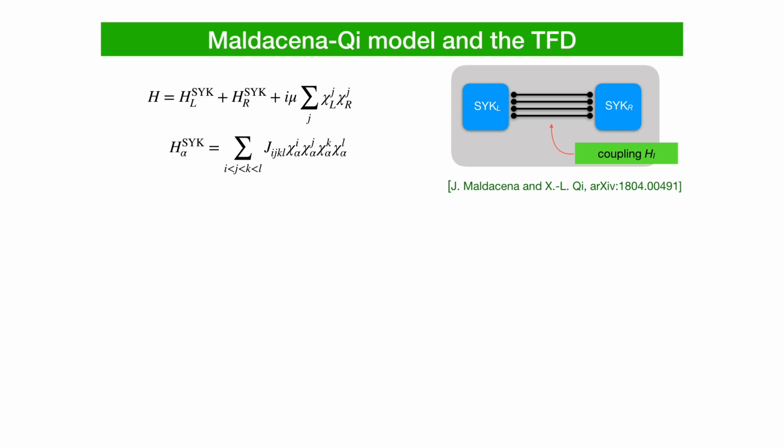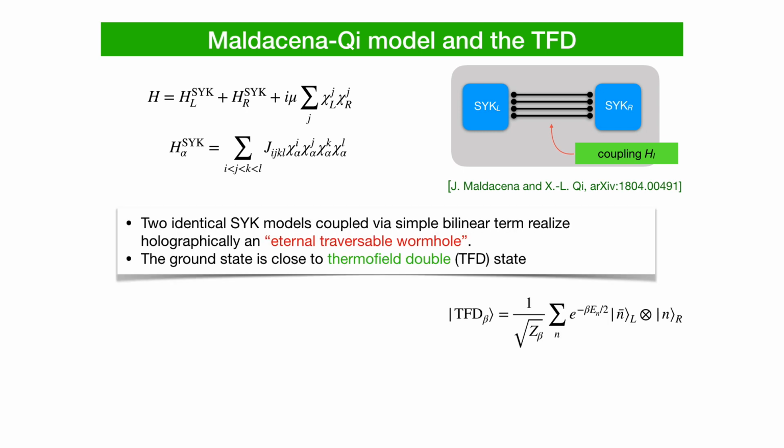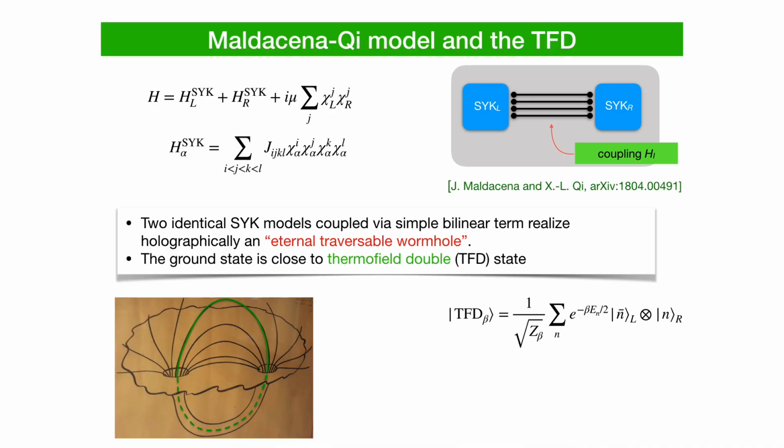Basically, all these proposed systems that I discussed that should realize SYK, if you double them and couple them, then they should realize a wormhole, at least on paper. So just a quick reminder of what Juan said in the morning. Two identical SYK models coupled in this way produce this eternal traversable wormhole, and the ground state of that combined system is very close to this thermal field double state, which is fascinating for many other reasons, and I will touch upon that later in my talk.